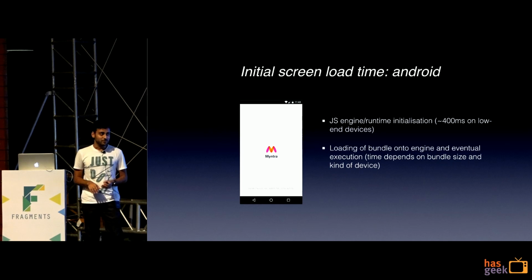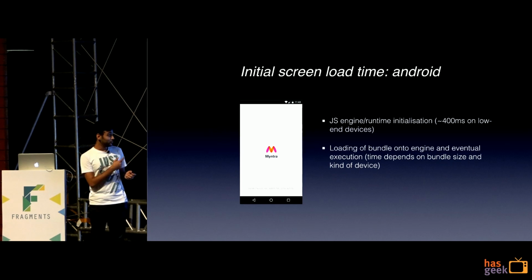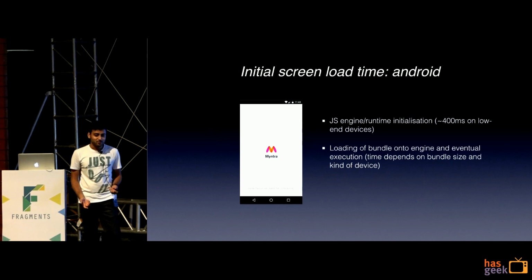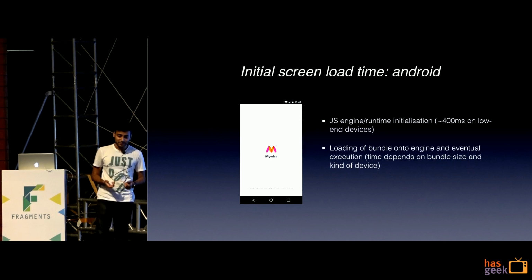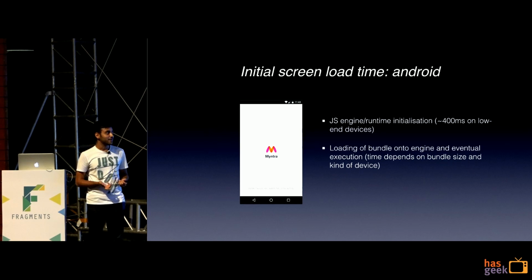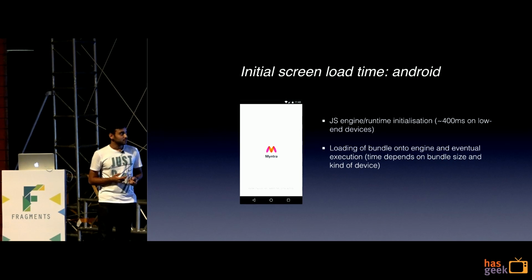So we went ahead with this. So now what to do about it? You can't do anything about the first part because JavaScript core is the one that Facebook is using. So it has to be packaged, and you have to make use of that. But the second part you can optimize, that is the loading of the bundle onto the engine.